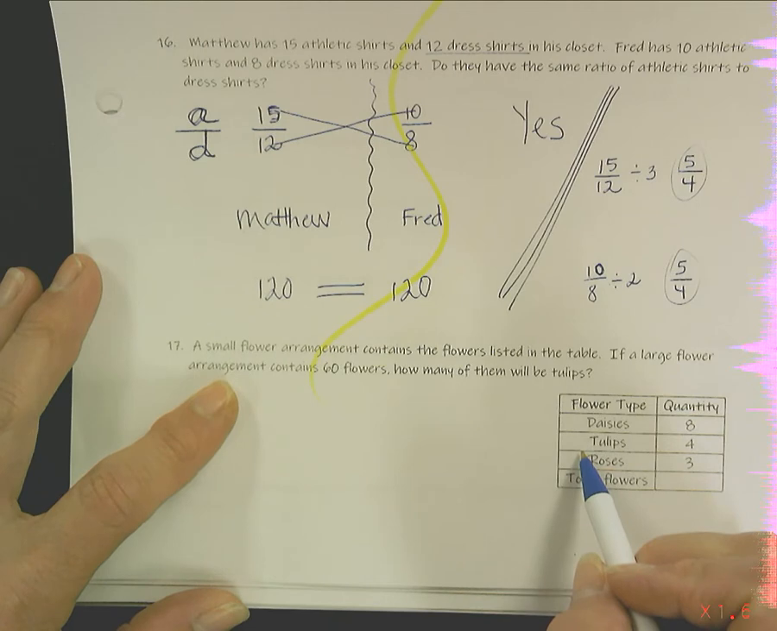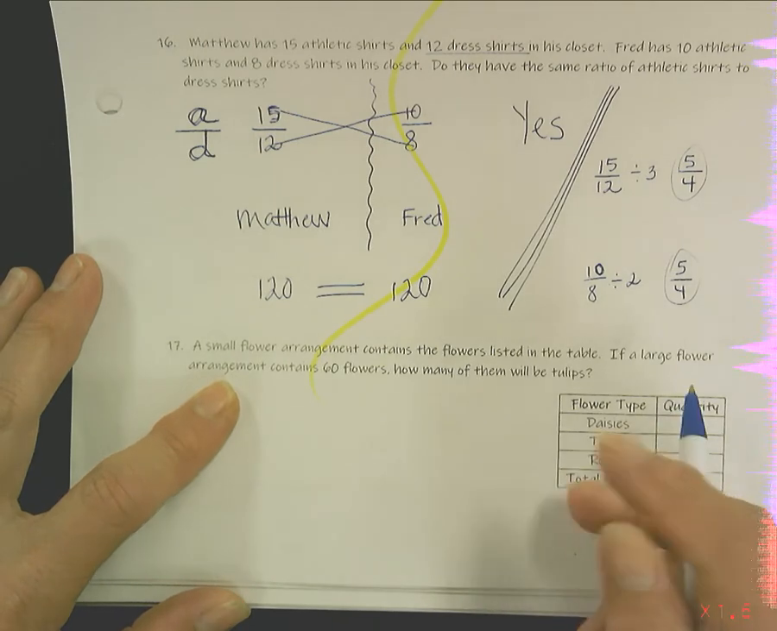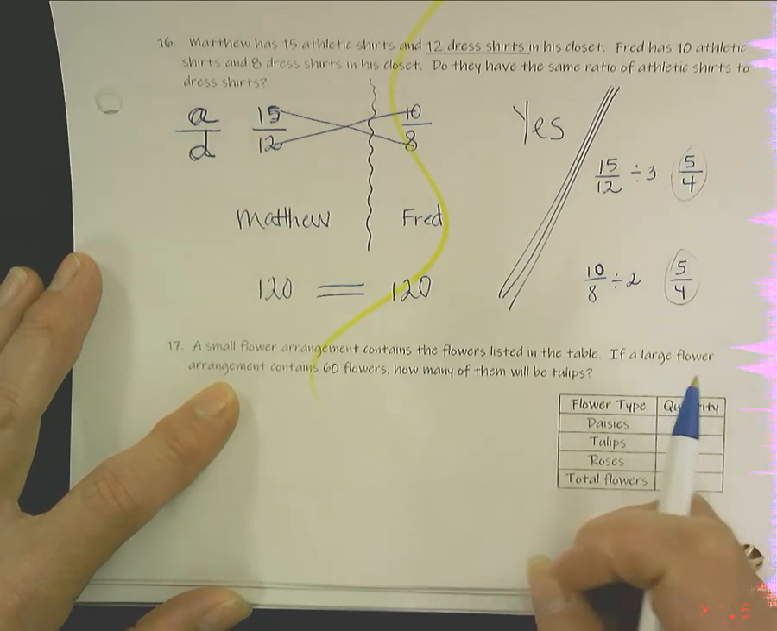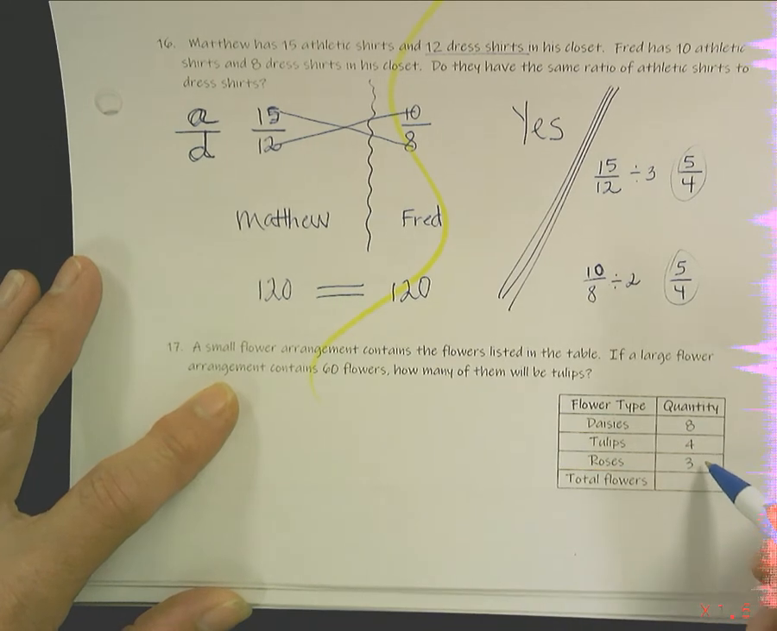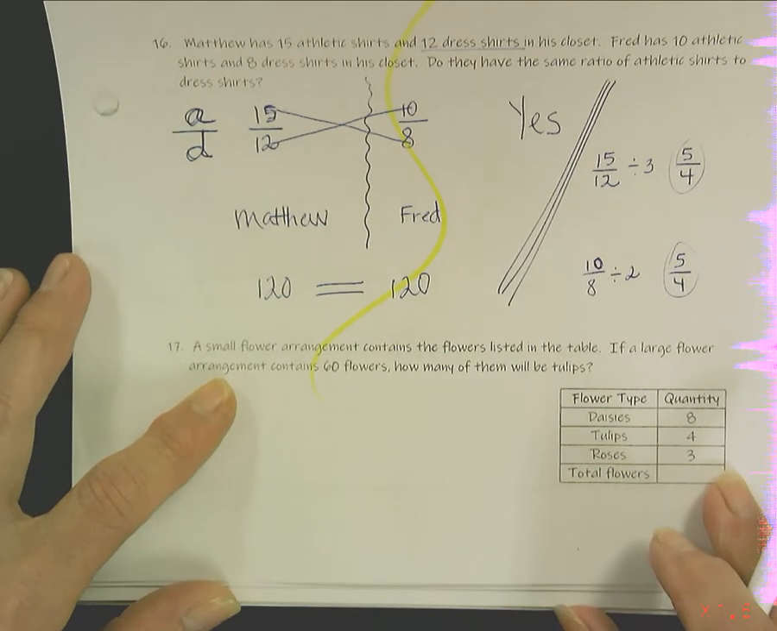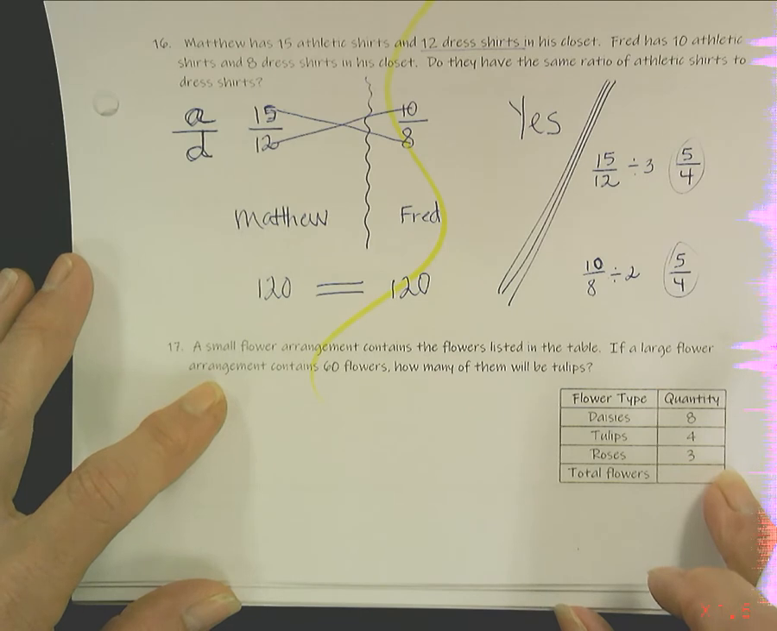15. Well, we already did 15. Okay? Oh, the answer. I understand what you're saying. All right, Hannah, you want to read 17 for us?